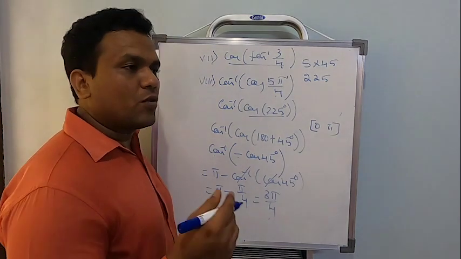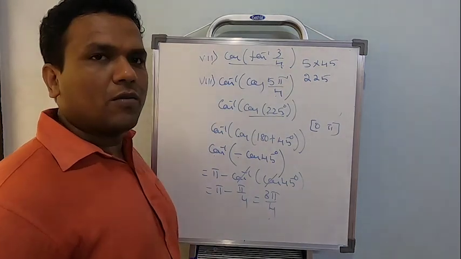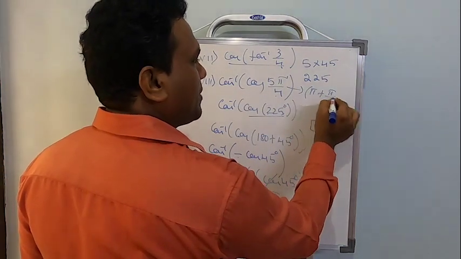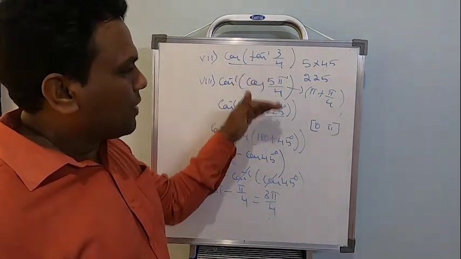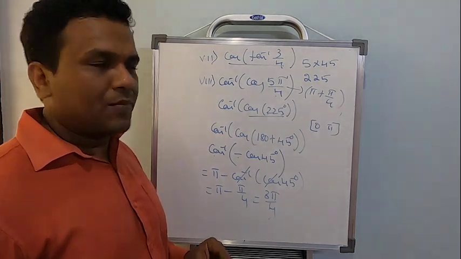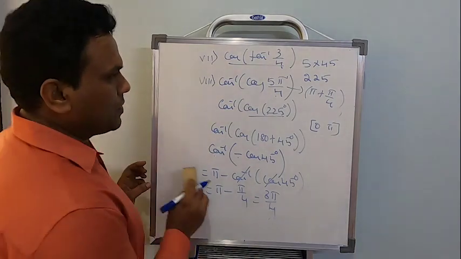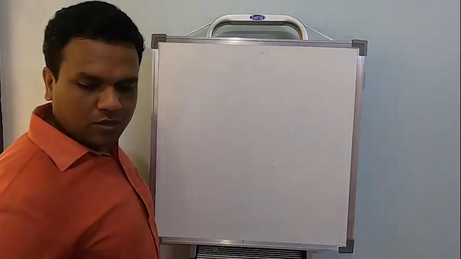My suggestion, those who are finding it difficult in terms of radians, convert to degrees and solve it. Otherwise, directly this can be written as pi minus pi by 4 here itself. I thought, okay, one problem at least, let me explain in terms of degrees, you might feel it easier. You can do this step also. So that is the 8th one. Now let's go to the 9th problem.